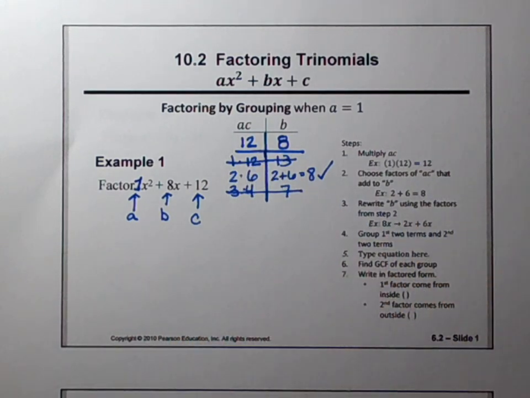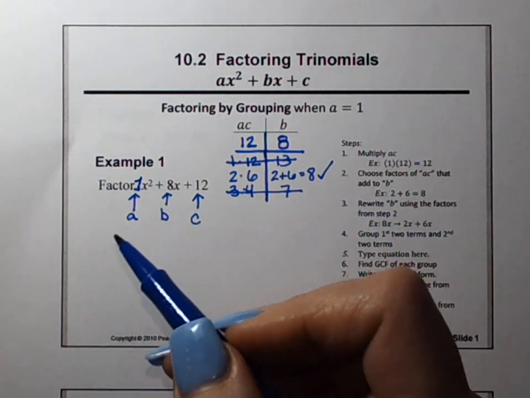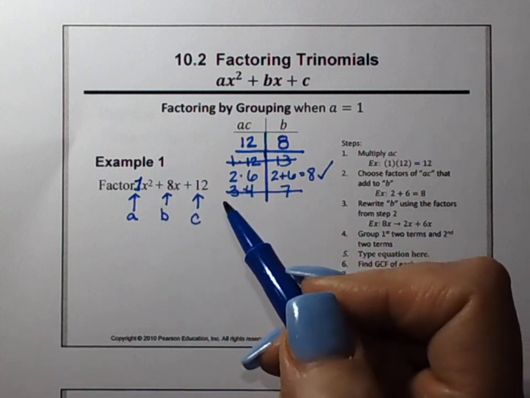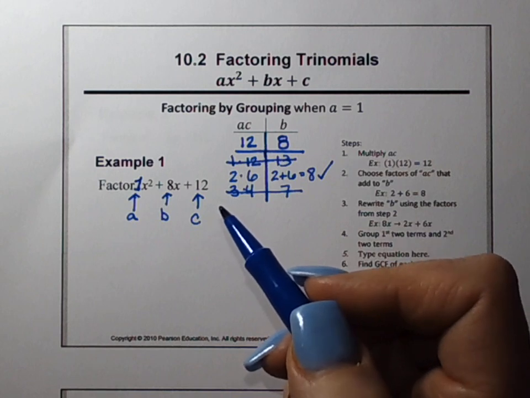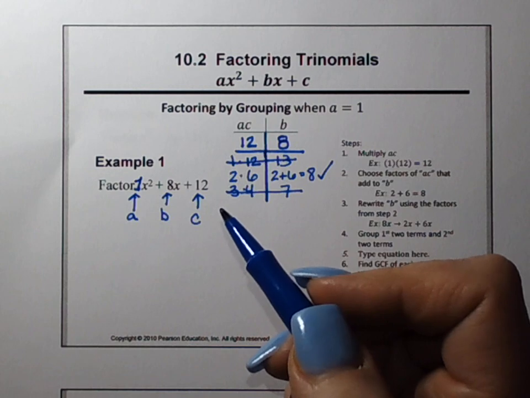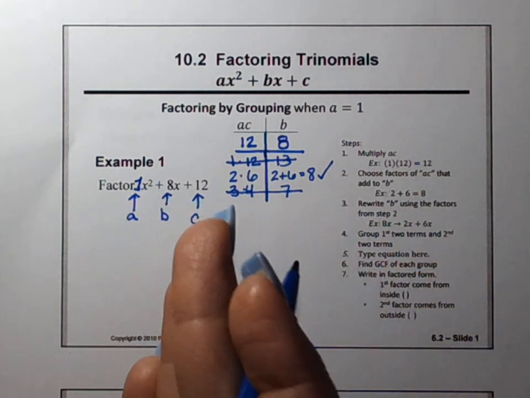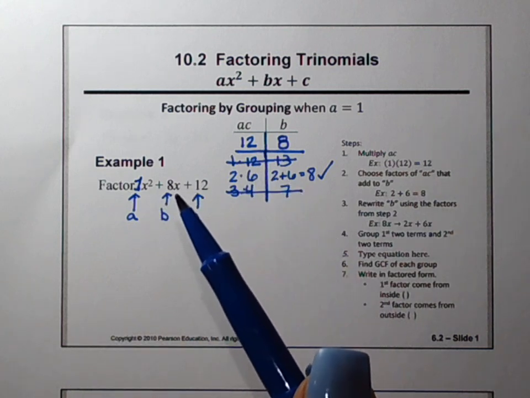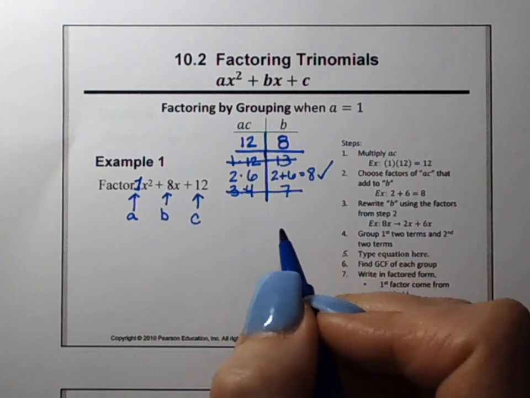So step 3 says we're going to rewrite this b term, this inside term, using these factors. So what we did when we talked about foiling or using the box method to multiply our two binomials together, and then at the end we had to combine our terms together, this is essentially like uncombining that center term. So let's go ahead and rewrite that center term, b.